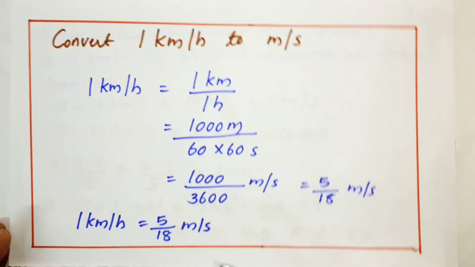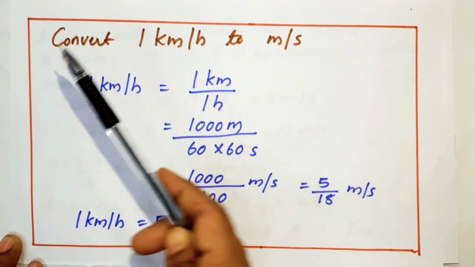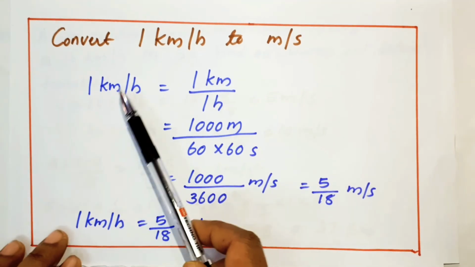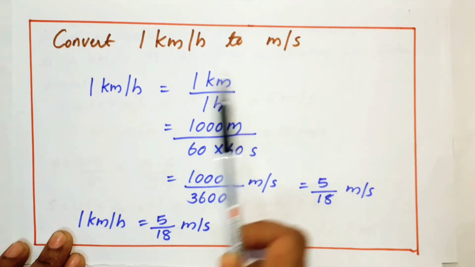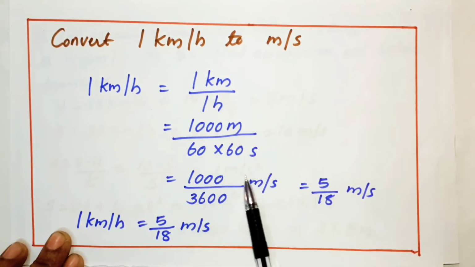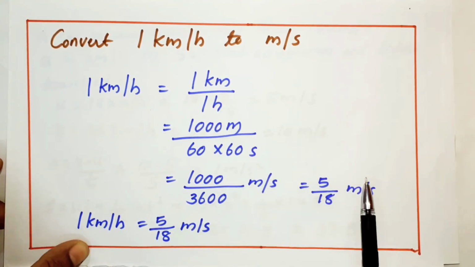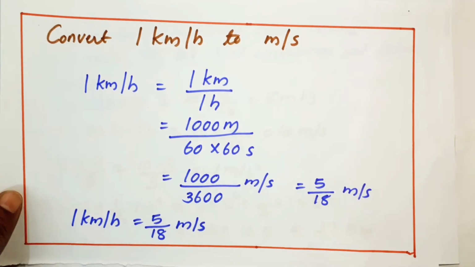For numericals, sometimes they will give the quantity in kilometer per hour. How to convert kilometer per hour to meter per second? 1 kilometer per 1 hour, that is 1 kilometer by 1 hour. 1 kilometer is 1000 meter, by 1 hour, 60 into 60. That is 1000 by 3600. Zeros cancel, we'll get 5 by 18. So 1 kilometer per hour can be written as 5 by 18 meter per second.